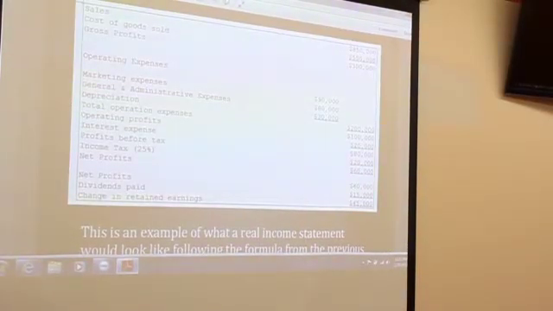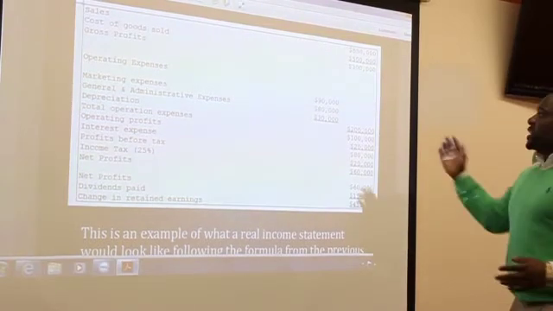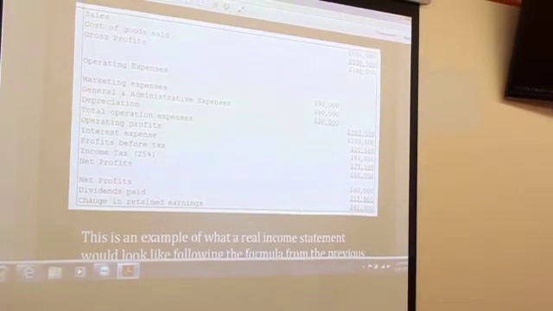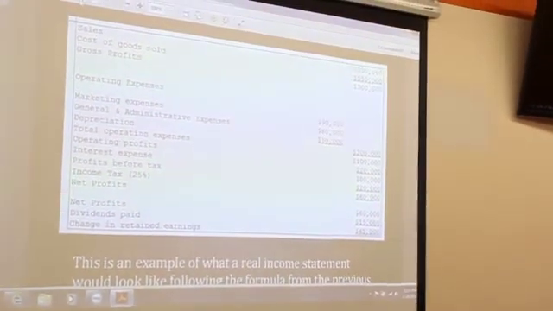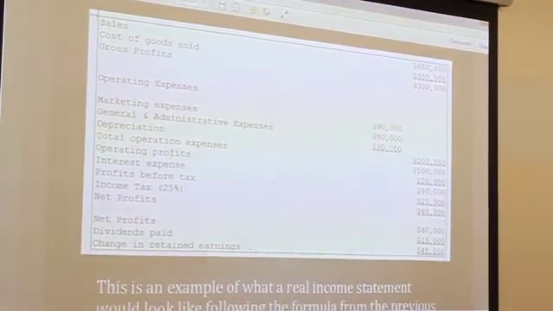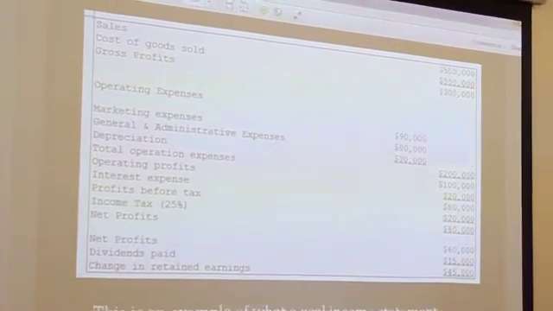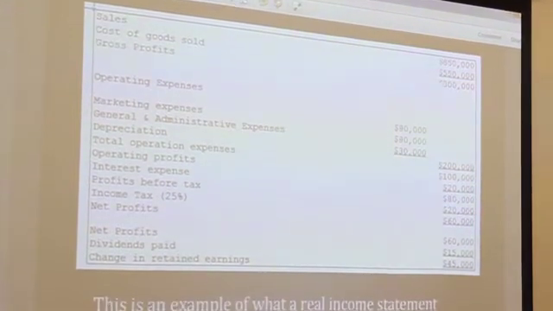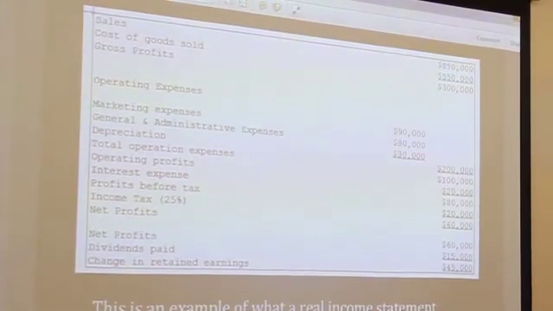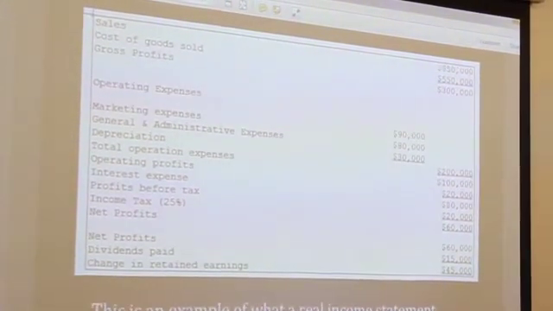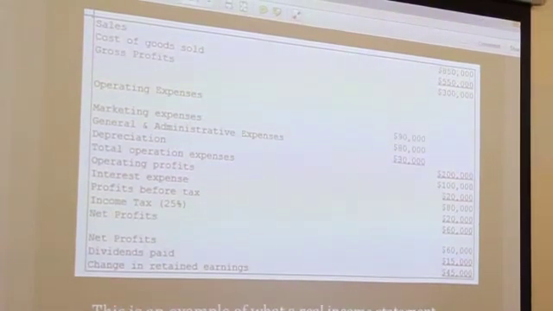So let's look at this. Sales: we had $850,000 in sales. The cost of goods sold was $550,000. Gross profit was $300,000. Now we're going to break down operating expenses. Marketing expenses were $90,000. General and administrative expenses were $80,000.